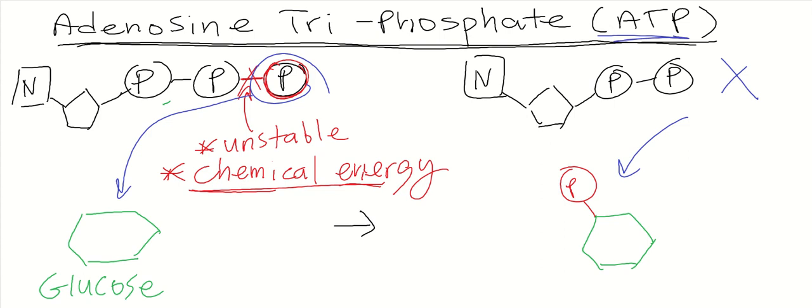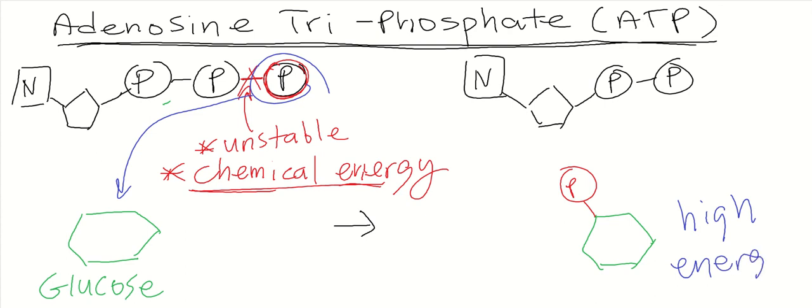So if I were to ask you, which of these molecules gained energy and which of these molecules lost energy in this process, what would you say? Which molecule gained energy? The molecule that gained energy was the glucose. So now this is the high energy molecule. It gained energy, lost by ATP. So now this is low energy.